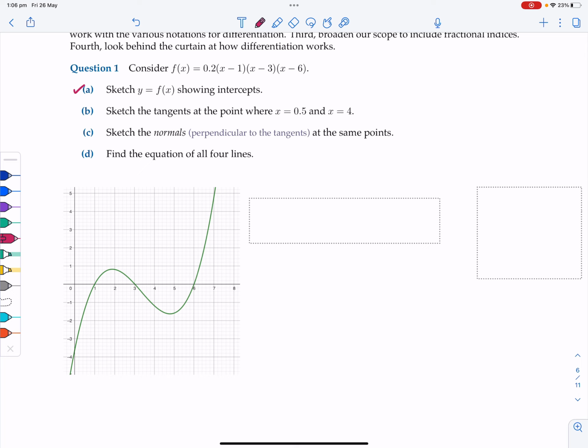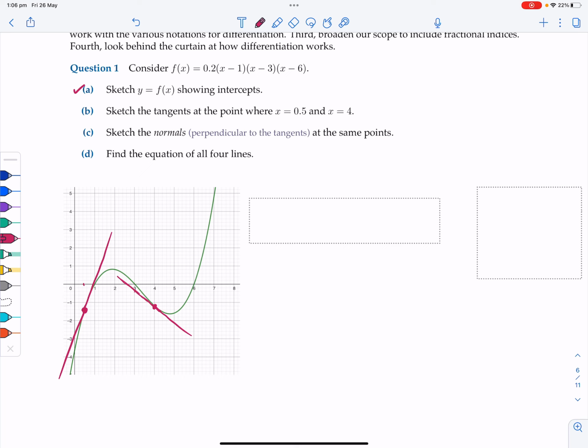Part B, sketch the tangents where x equals 0.5 and x equals 4. So 0.5 is like there. So we've got a point here, and a tangent might look something like that. And x equals 4 is there, and the tangent might look something like that. All right?